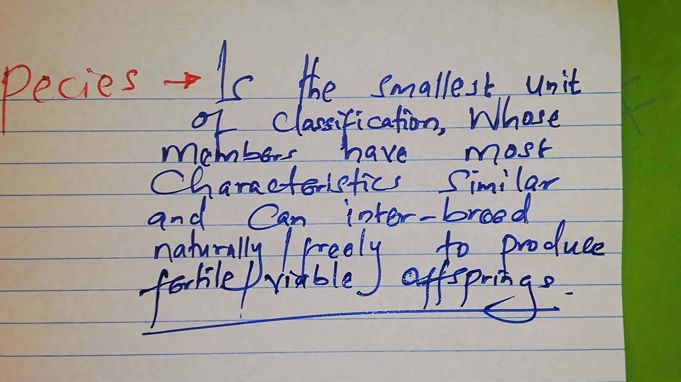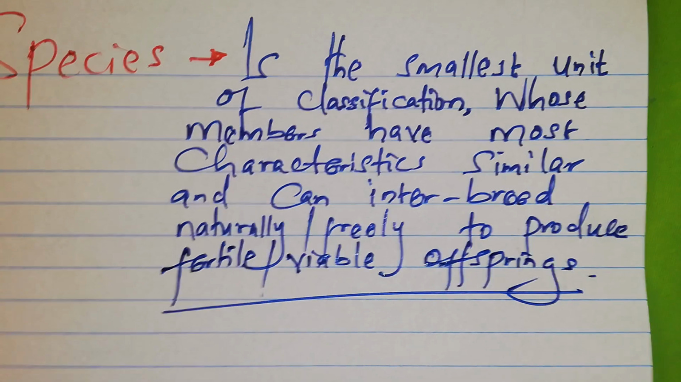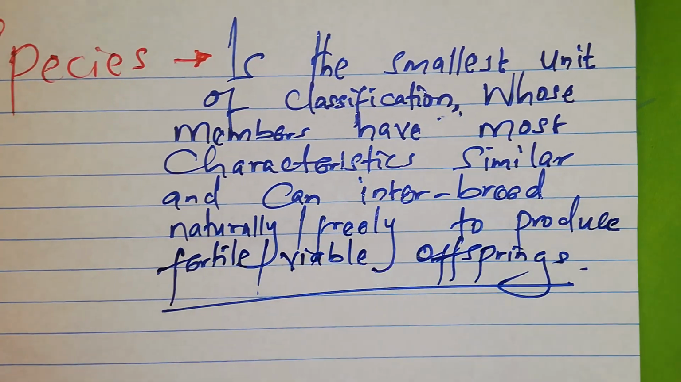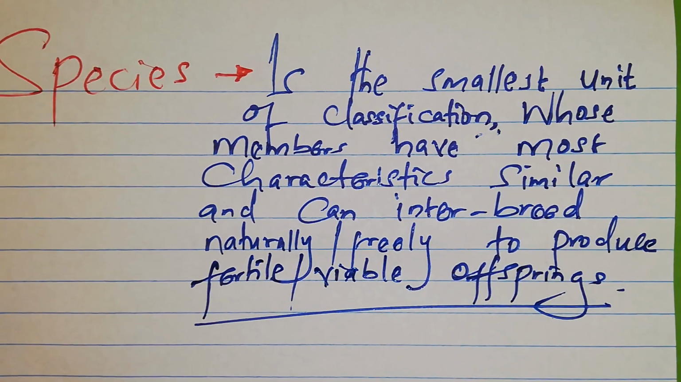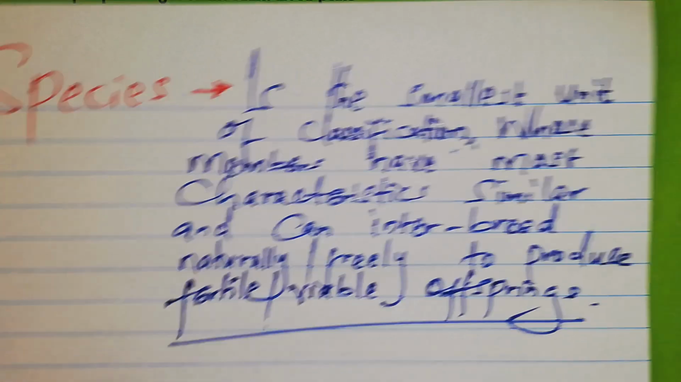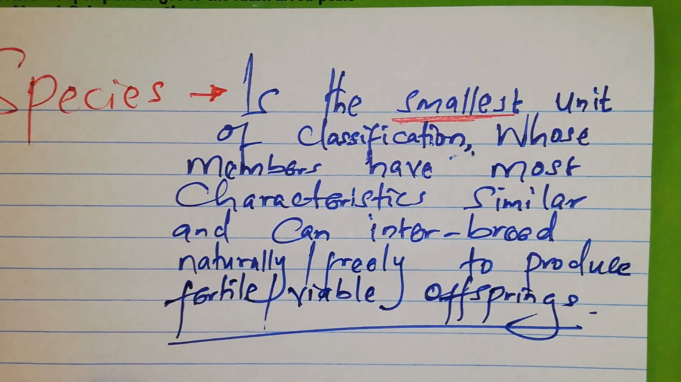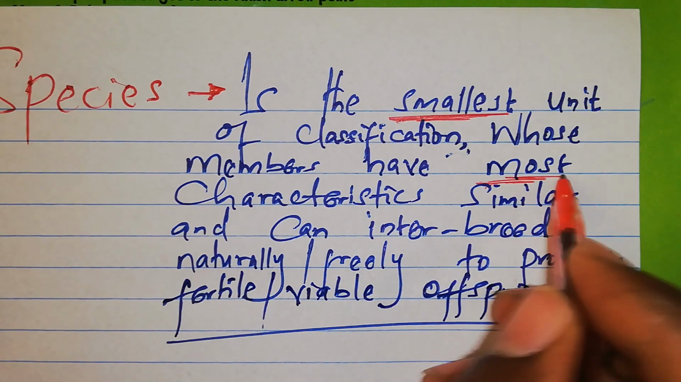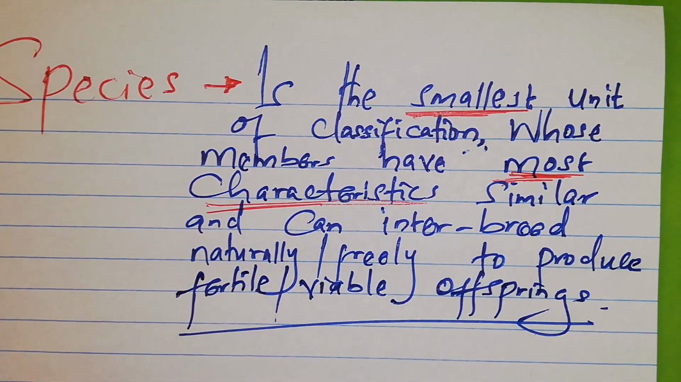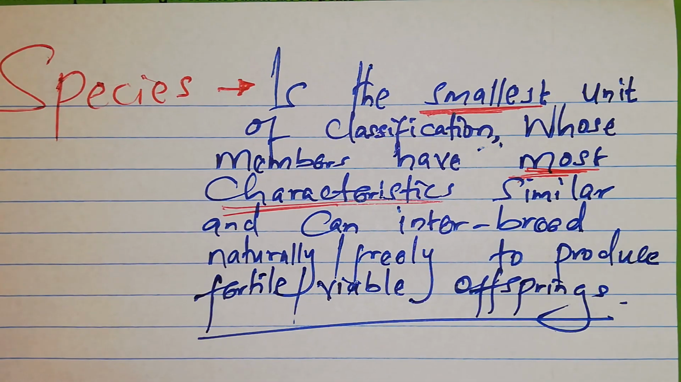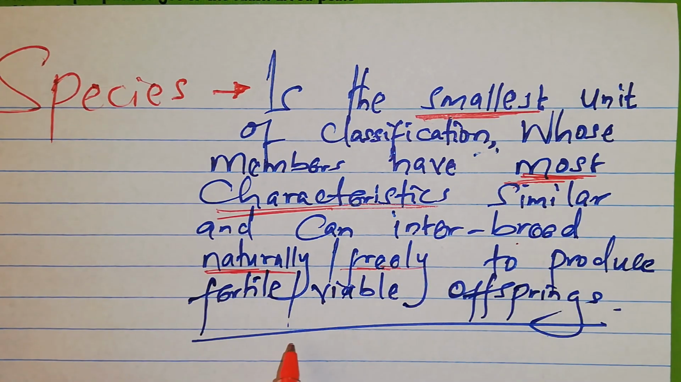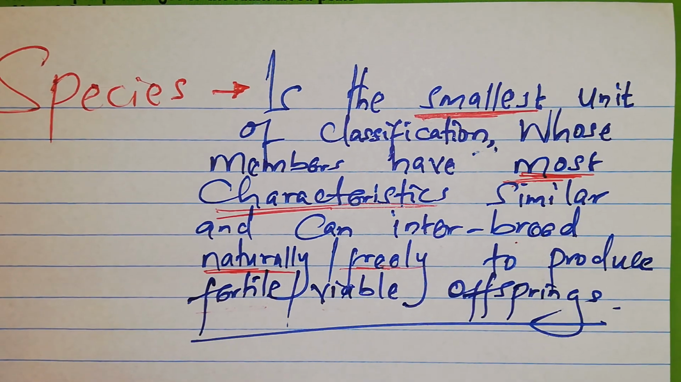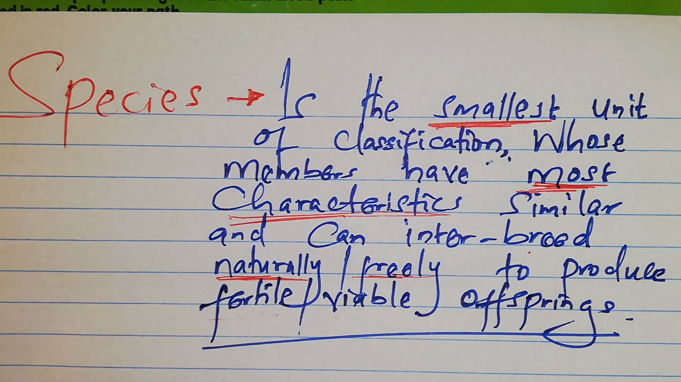This is a wonderful definition, a bit long from what you know. Most people like saying this is the smallest unit of classification and they stop there. So in case you're asked to define species and you're given 2 marks, please lengthen your definition and say this is the smallest, this is key, smallest unit of classification whose members have most characteristics similar. When you look at these organisms of the same species, they look like they are similar in everything. And also they can interbreed naturally or freely to produce fertile or viable offsprings. That is the definition of the term species.